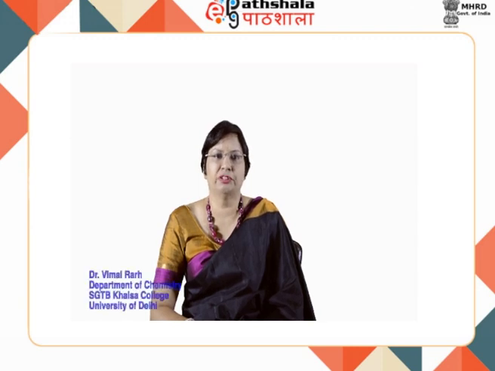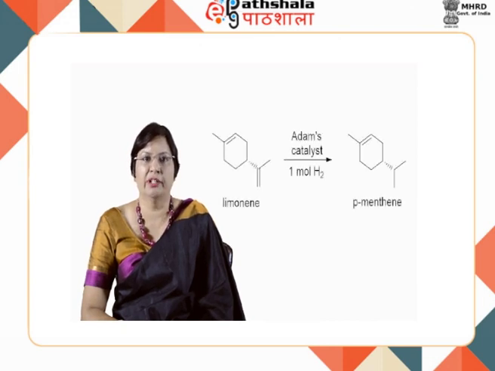The degree of substitution of the double bond decreases the ease of reduction of an alkene, and this sometimes allows the selective reduction of one double bond over the other in a molecule containing more than one double bond. Out of the exocyclic and endocyclic double bonds, the exocyclic double bonds are easier to reduce. For example, as you can see here, limonene can be converted into p-menthene by hydrogenation using Adams catalyst if the reaction is stopped after absorption of 1 molar equivalent of hydrogen.